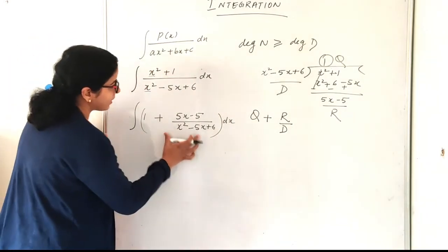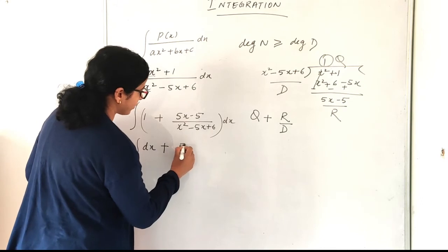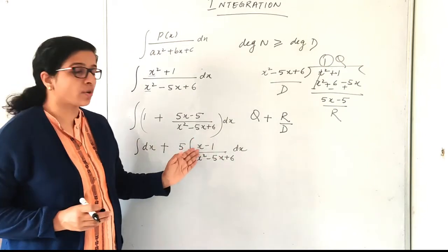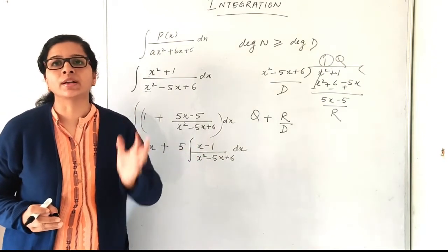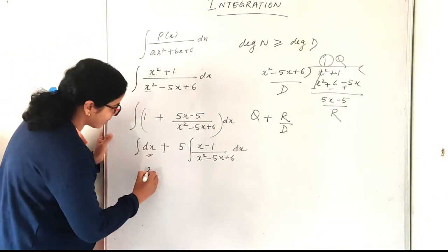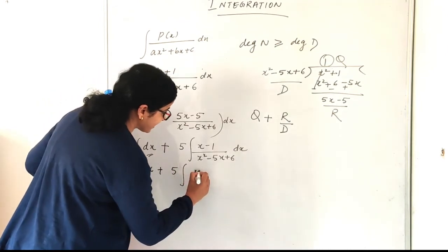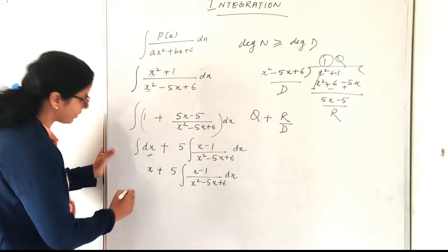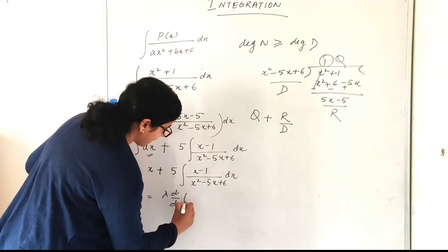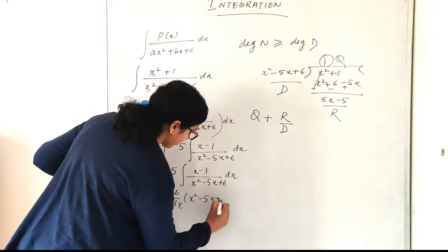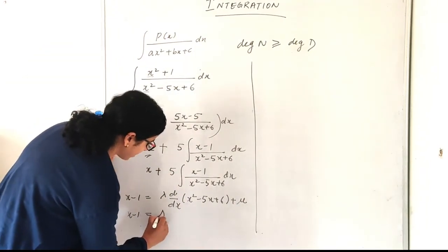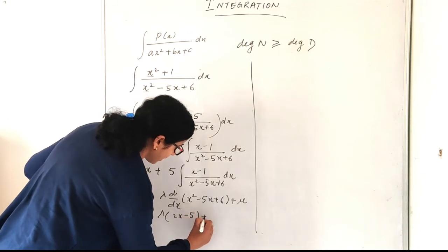Now we can separate our integrands. I can take out 5 common from here, right? Now in the numerator we have x minus 1. So what are we going to use? We are going to convert the numerator in terms of the denominator. So this integrand will become x, and now we have to work on our second integrand. So how can we write? x minus 1 is equal to lambda d upon dx of x square minus 5x plus 6, plus mu. So x minus 1 equals lambda times the derivative 2x minus 5, plus mu.